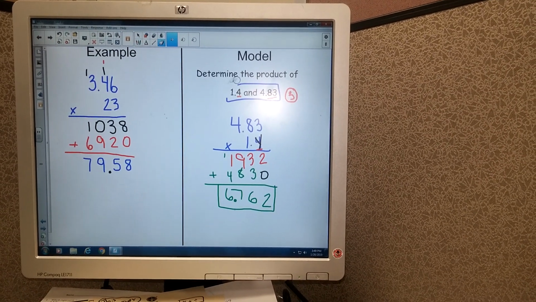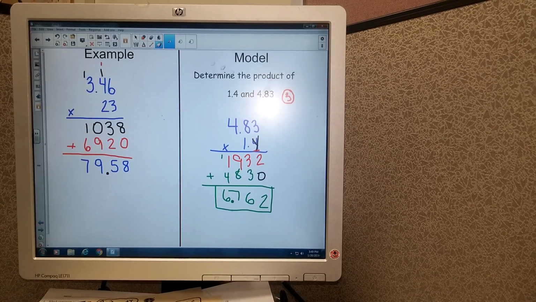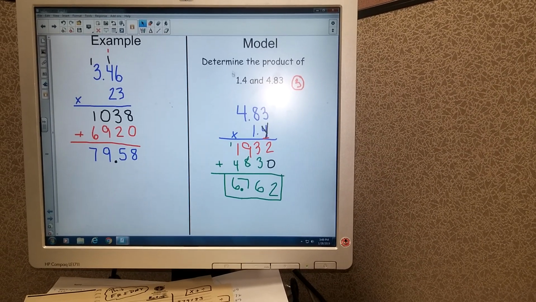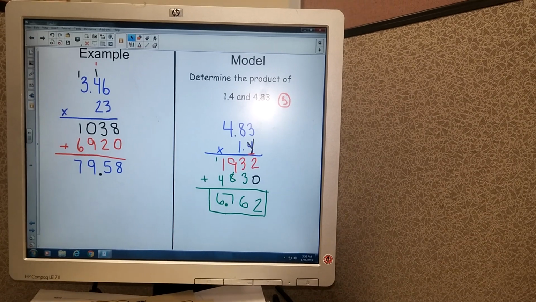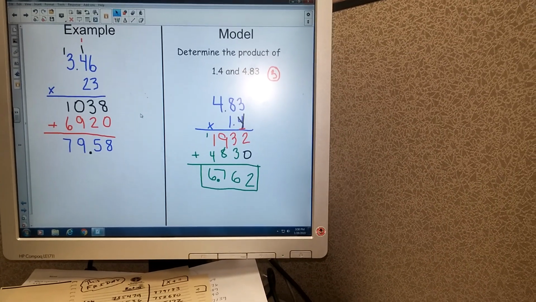Think back to see if this is a reasonable answer. Well, I have 1.4 times 4.83. I know this is around 5, and this is around 1.5. So if I multiplied 5 by 1, I'd get 5. So I know my answer has to be more than 5. 6.762 is a very reasonable answer.